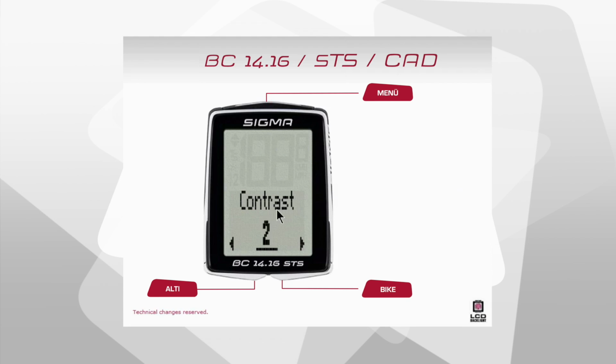Press the menu button and use the bike or ALTI button to select the desired display contrast, and then confirm with the menu button. The next menu item, Cadence, is only available for BC 14.16 STS and BC 14.16 STS CAD. If you want to use the Cadence transmitter, set the cadence to On. For this, press the menu button first and then press the bike button to select On.